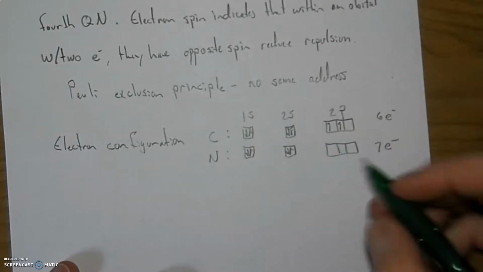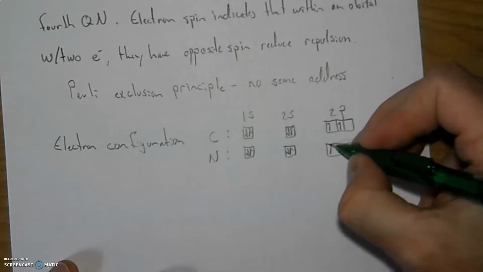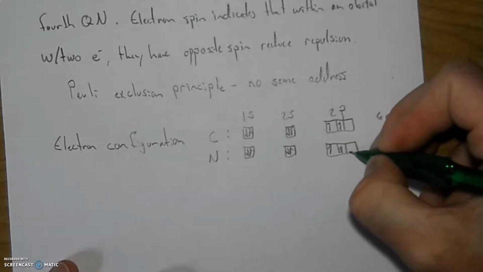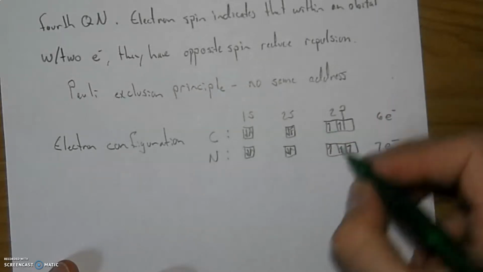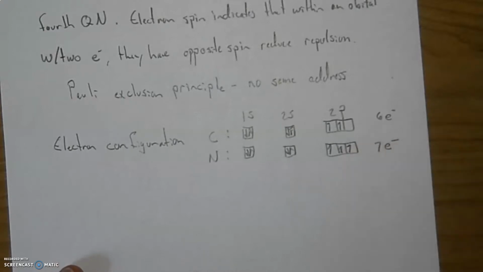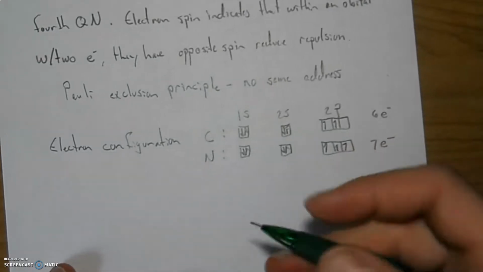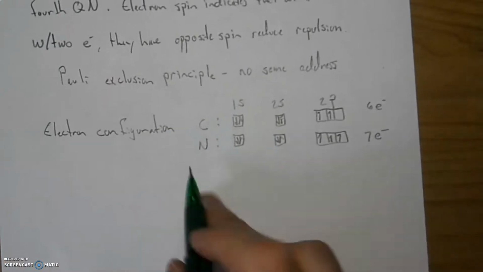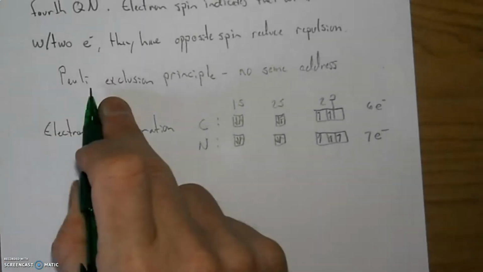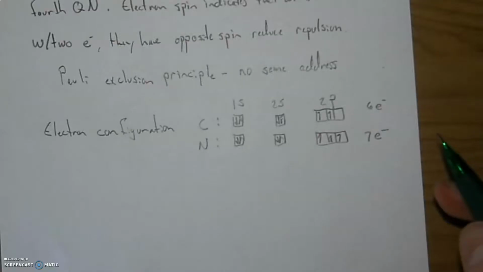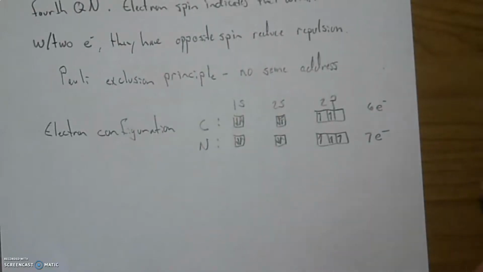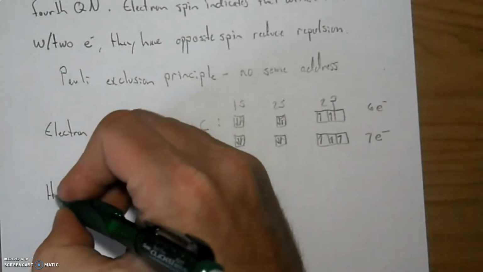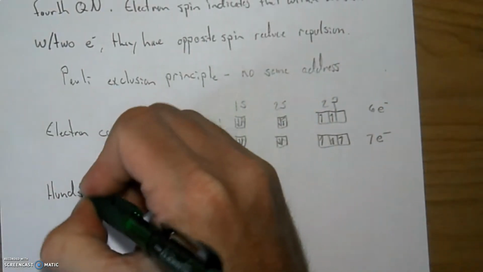And nitrogen will do the exact same thing. And again, up or down, it doesn't matter, as long as you put them away from each other. But just as far as process, we always put them in the same direction to show that they are away and separate from each other. This tells us one last rule. So we have Pauli exclusion, we have Aufbau Principle. This last one here is called Hund's rule.